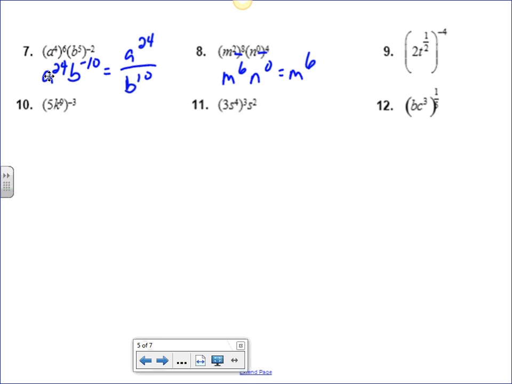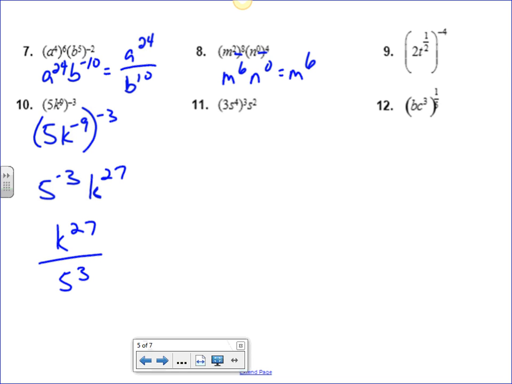Okay, so first of all, this is how I'm interpreting this problem, a k to the negative 9. So if that's the case, then I would have a 5 to the negative 3 power and a k to the 27th power. So when I simplify that, I'd have k to the 27th over a 5 to the 3rd, which really is k to the 27th over 125.